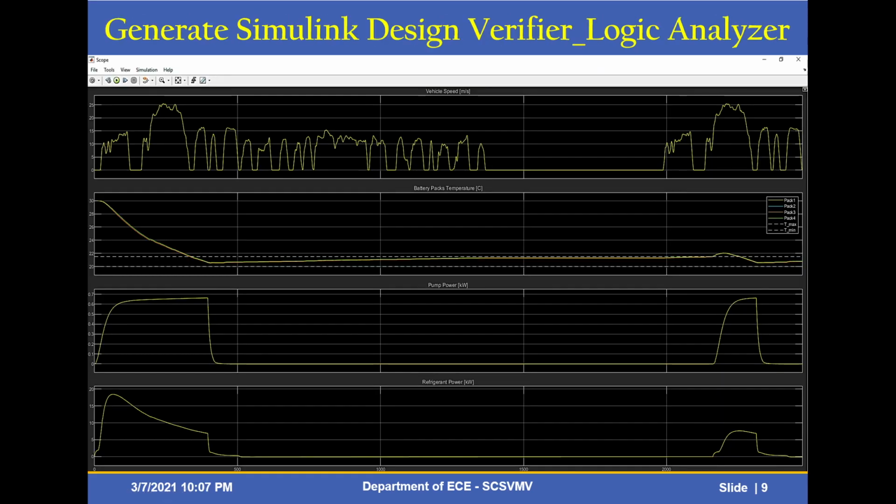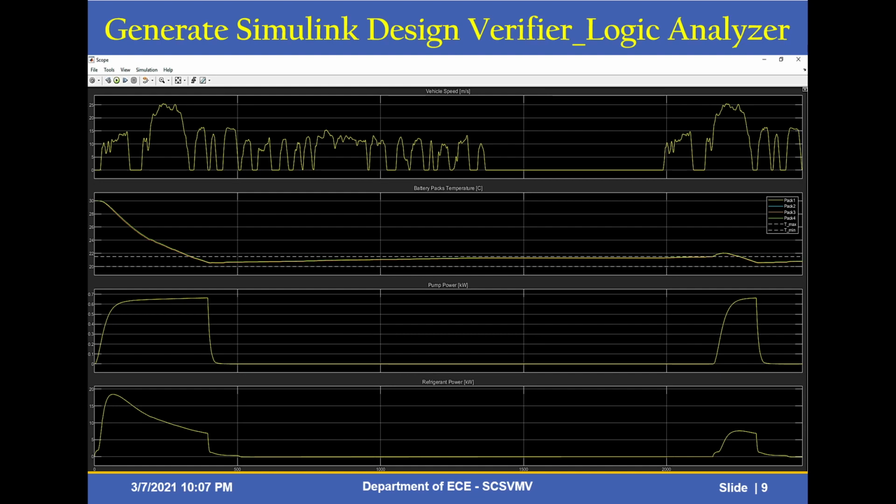This is the generated Simulink design output: vehicle speed, battery pack temperature, pump power and refrigerant power in terms of kilowatts. You can analyze using the logic analyzer block. Here the battery pack temperatures, the 4 packs, are shown in the second graph. There is pack 1, pack 2, pack 3, pack 4, and the dotted lines show the temperature maximum and temperature minimum.